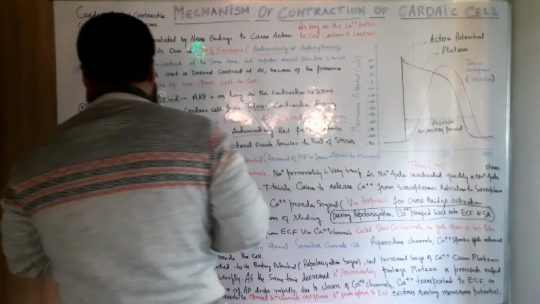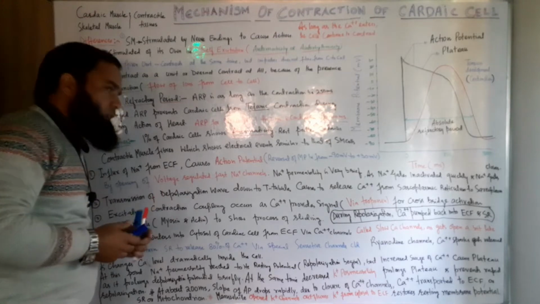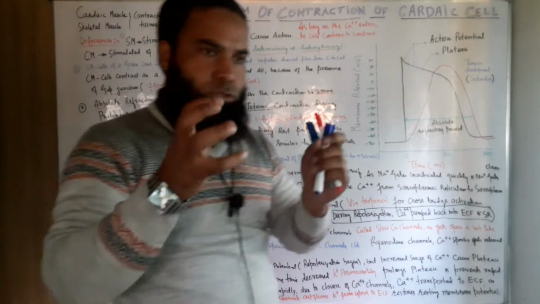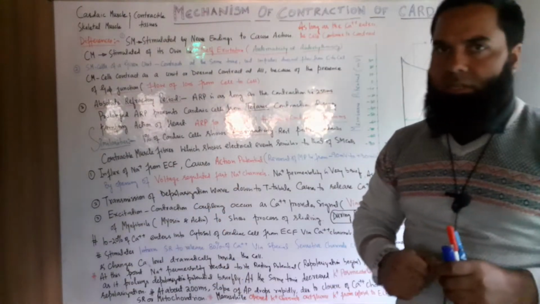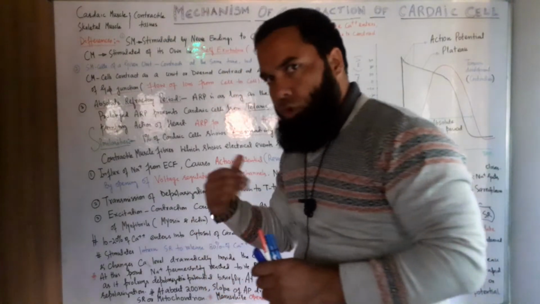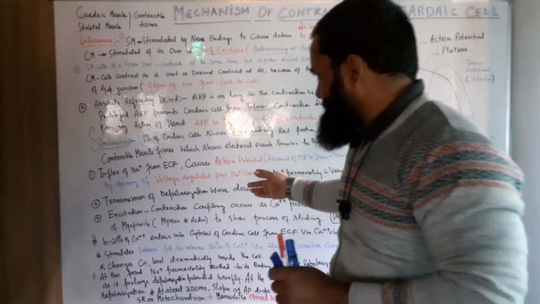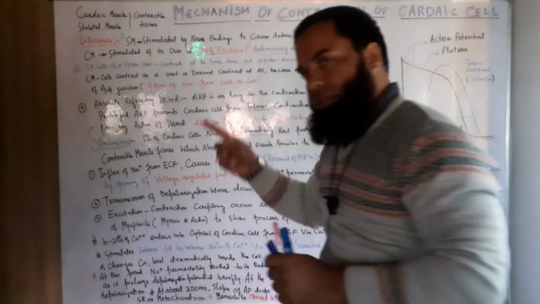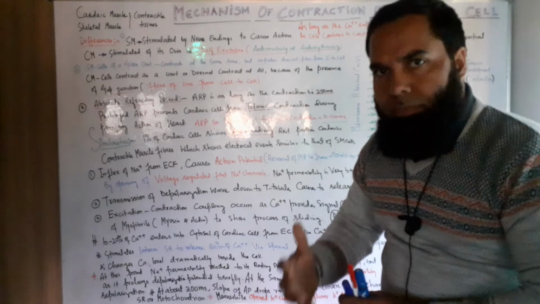These events are: the first point, the influx of sodium from the ECF. Influx of sodium from the ECF takes place through the voltage regulated fast sodium channels. The voltage regulated fast sodium channels get opened, and through the opened channels there is an influx of sodium from ECF. It changes the permeability of the membrane.